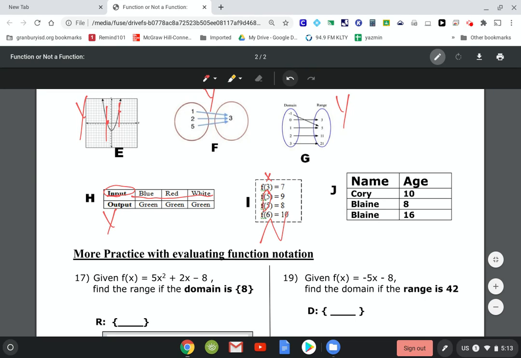And over here, the name would be the x and the age would be the y. So again, we're only looking here. You can't have the same Blaine be both 8 years old and 16 years old. That's just not feasible. Now there can be different Blaines, but I'm talking about if this is the same Blaine. So this one would be no.